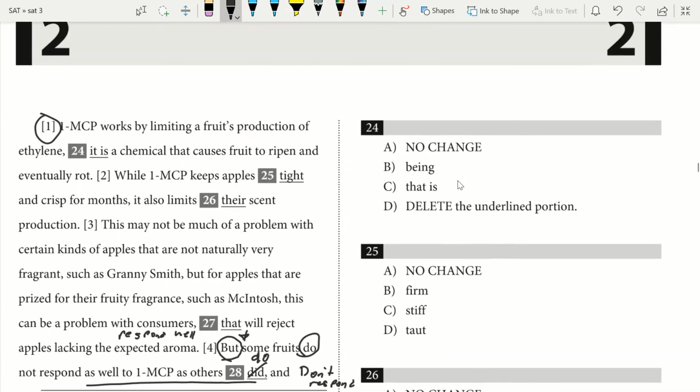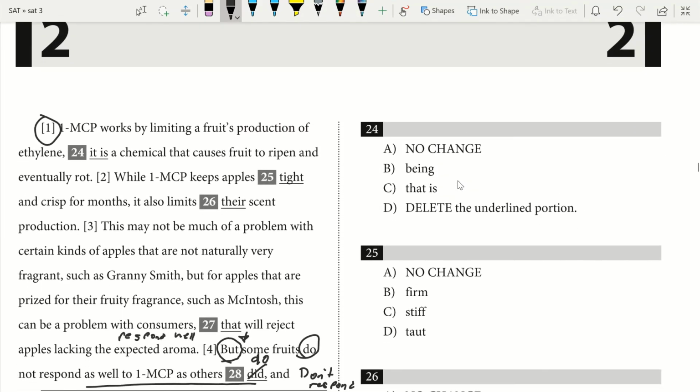Alright. So we have 1-MCP works by limiting a fruit's production of ethylene. And it's not going to be it is a chemical. When we see this comma and then we're defining a term listed before the comma, we don't need to have it is. We just have a chemical because we're just providing a definition for ethylene. So we're actually going to delete the underlined portion.